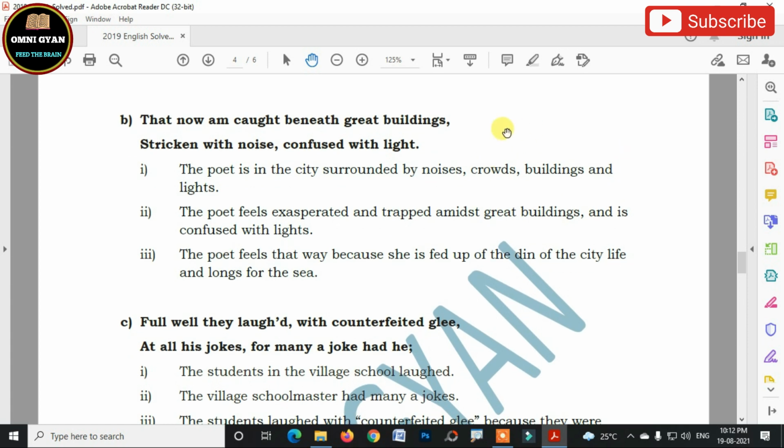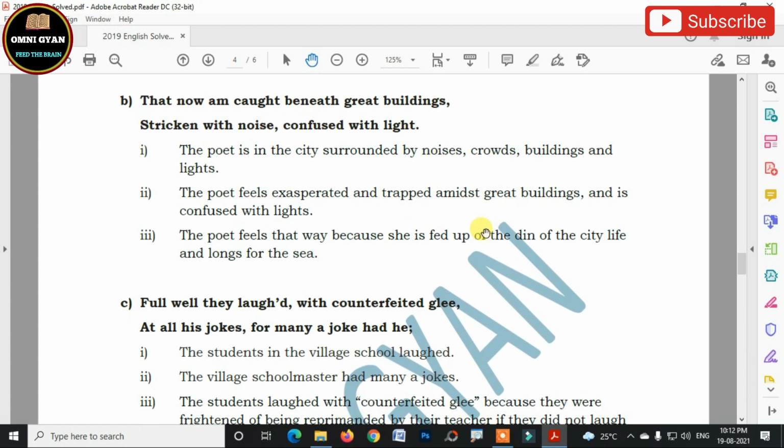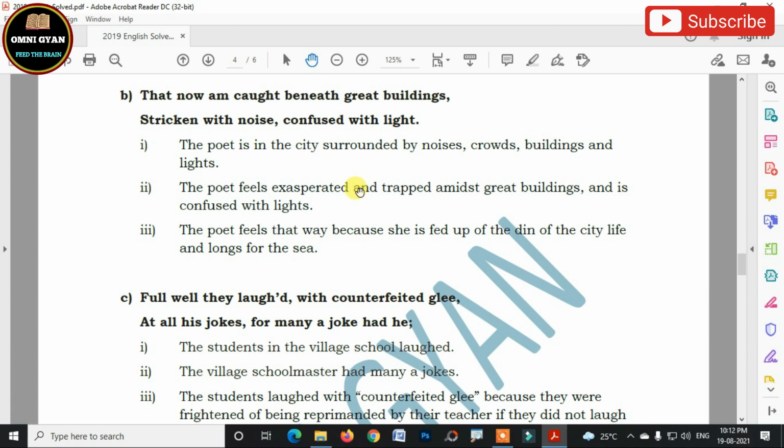Here you can write, this is from Exiled, as I told you. There are 3 questions, very short, all 1 mark. So here you need not elaborate anything. So for 1 mark, it's like perfect.